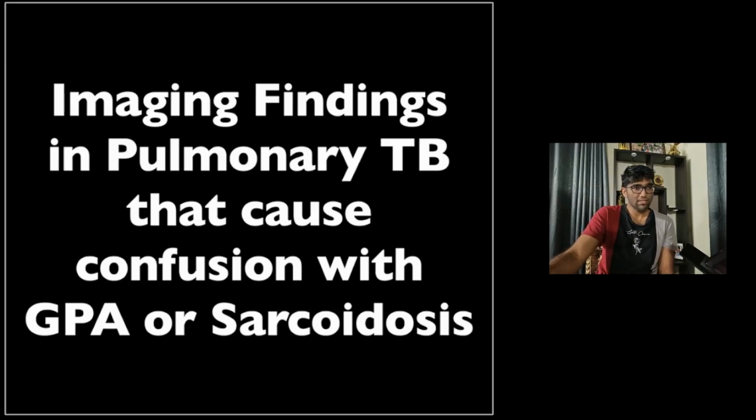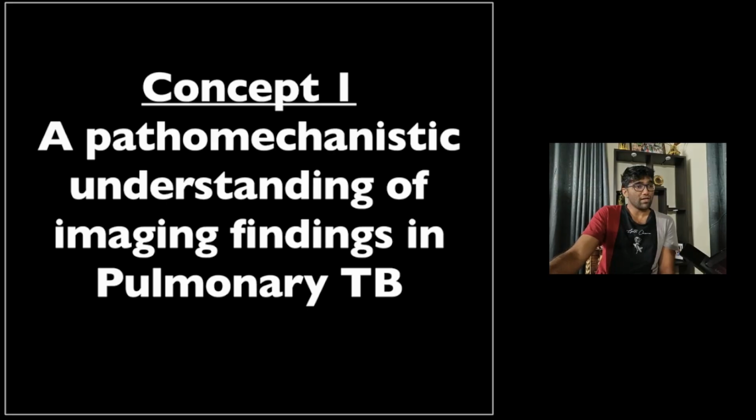there are some imaging findings that can cause confusion with GPA and sarcoidosis, but strongly suggest tuberculosis. But in order to understand what those findings are and how they are to be interpreted, we need to understand the pathomechanisms that underlie the clinical and imaging findings in pulmonary tuberculosis.